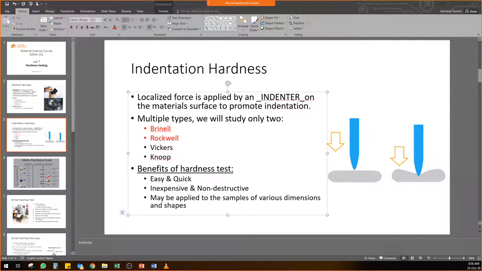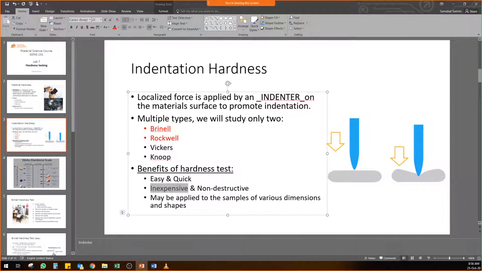Okay, so what is the benefit of the hardness test? Is it good or bad? That's the question. The hardness test is easy and very quick. It will not take more than 1 minute to finish your test. It is very small, very inexpensive, and non-destructive.